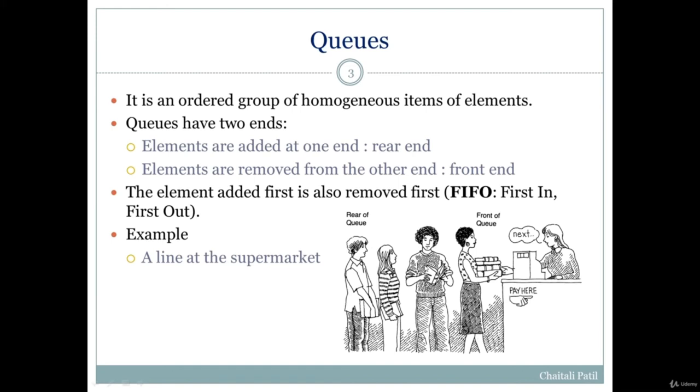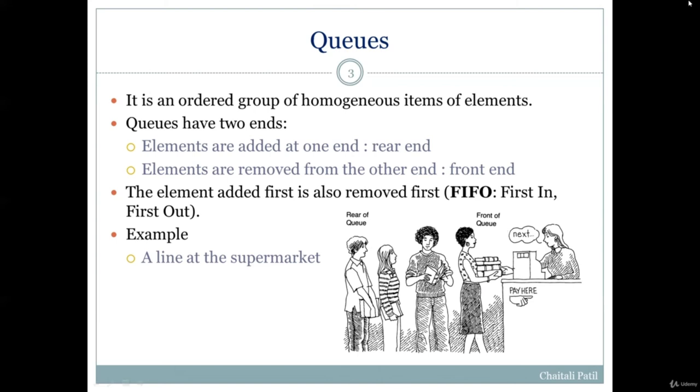Look at this picture. This is one queue. Whenever a new person enters a queue, he or she can enter from the rear end only. And whenever the person gets the service, that person is removed from the queue from the front end only. So this thing we have to remember. In a queue, there are two ends. The element is always added from the rear end, and removed from the front end.